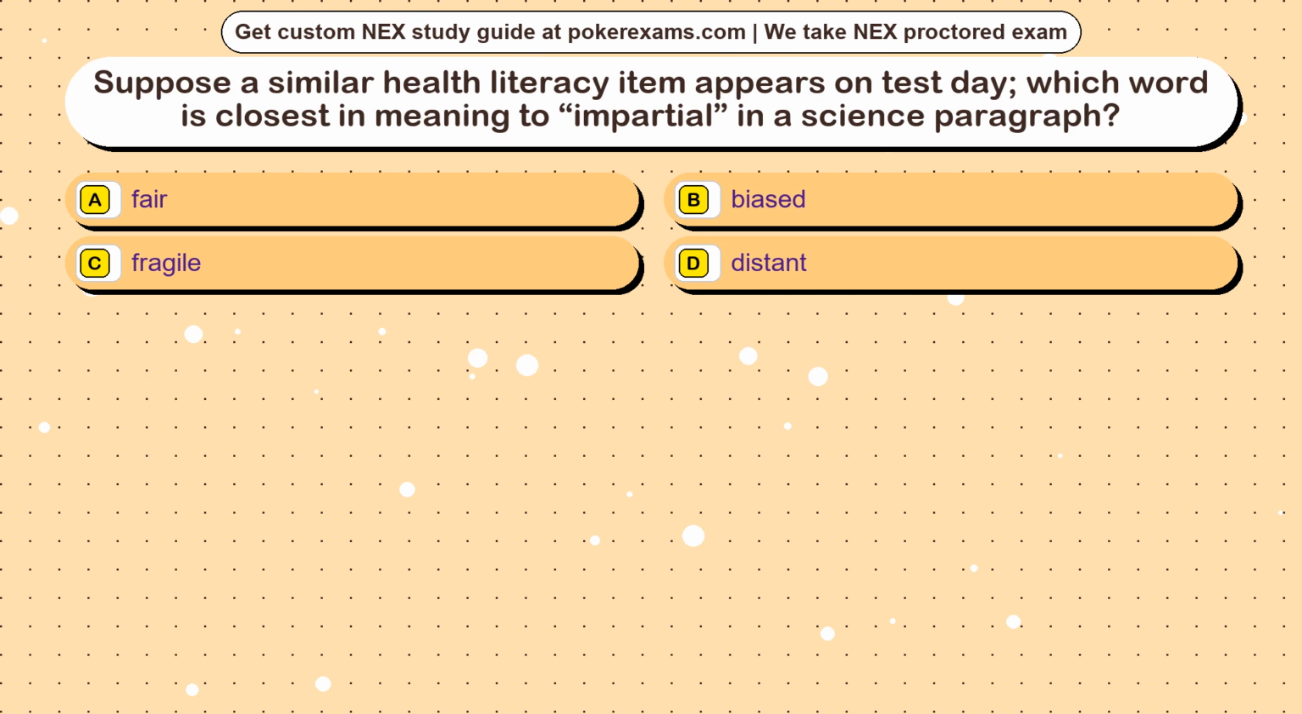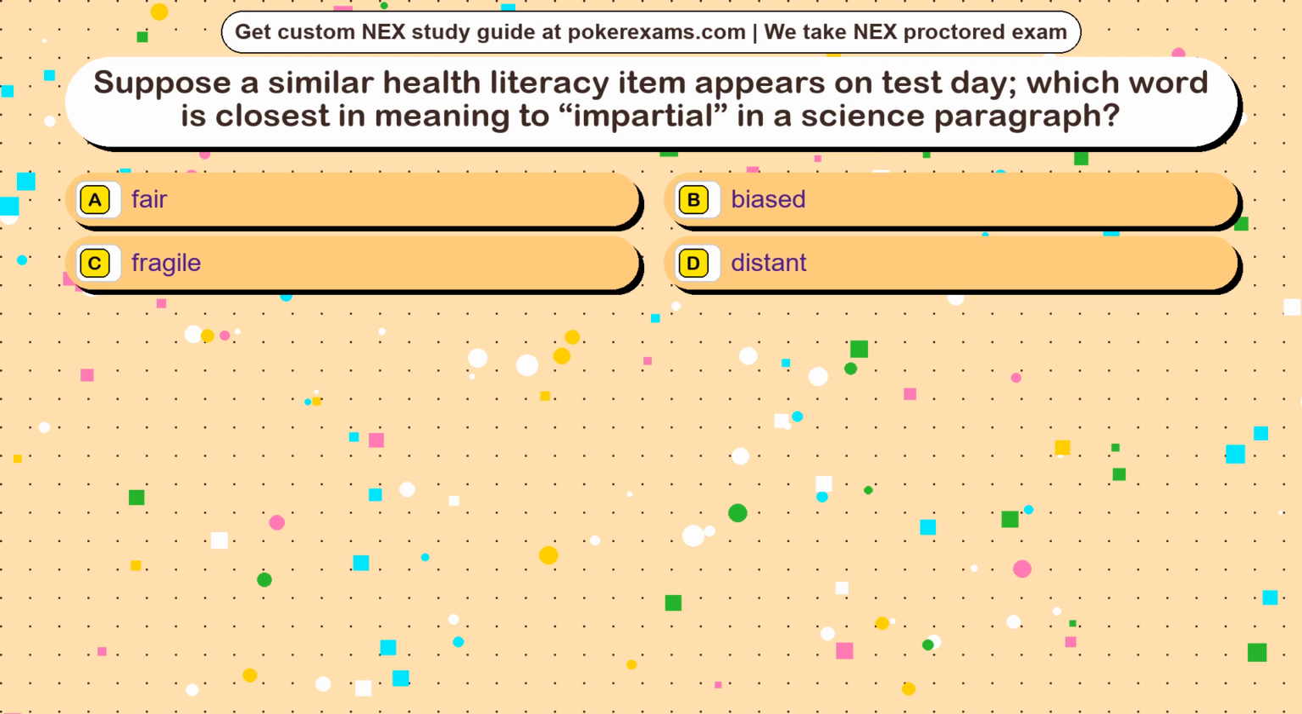Question 7. Suppose a similar health literacy item appears on test day. Which word is closest in meaning to impartial in a science paragraph? Option A, fair. Option B, biased. Option C, fragile. Option D, distant.